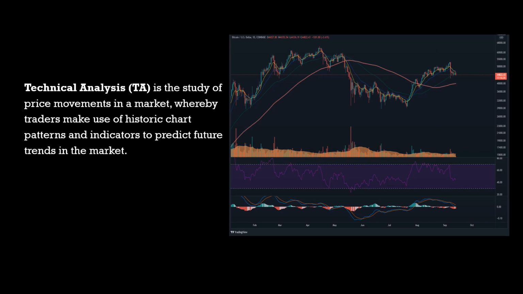Technical analysis is the study of price movements in a market, whereby traders make use of historic chart patterns and indicators to predict future trends in the market. Since the cryptocurrency market is highly volatile, you need to have a strategy to guide your trading. Traders turn to technical analysis to help them create their strategies before entering a trade.